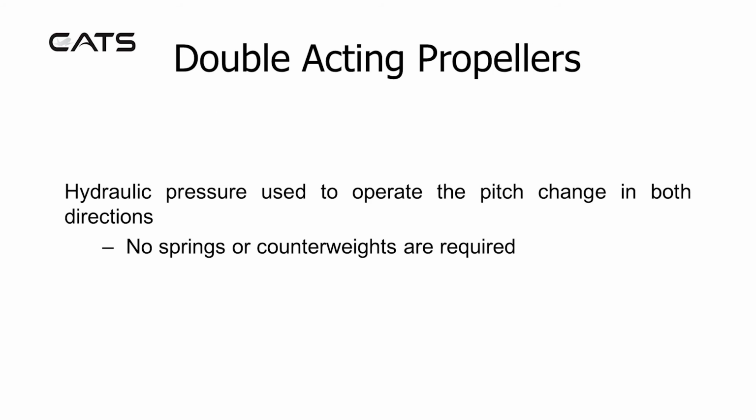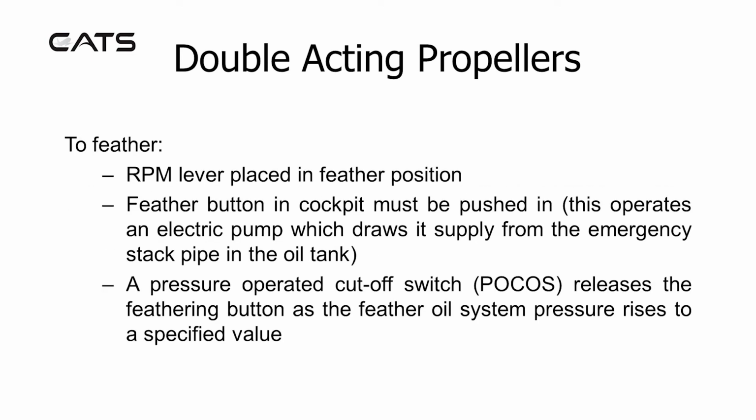Double acting propellers. Hydraulic pressure is used to operate the pitch change in both directions. No springs or counterweights are required. To feather, the RPM lever is placed in the feather position. The feather button in the cockpit must be pushed. This operates an electric pump which draws its supply from the emergency stack pipe in the oil tank. A pressure operated cutoff switch releases the feathering button as the feather oil system pressure rises to a specified value.